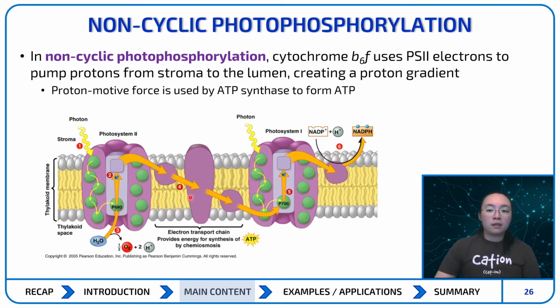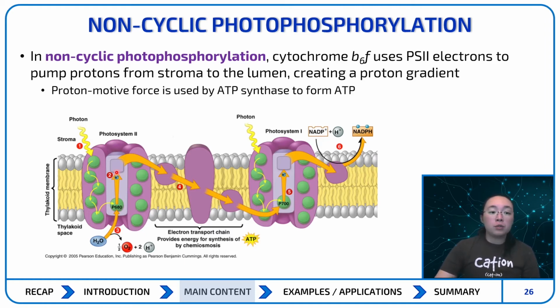In step 1, we have light absorption happening in PS2. Light is absorbed and passed from pigment to pigment until it reaches the photocenter, the reaction center. At the reaction center, energy is transferred to P680, exciting an electron. That electron is passed on to an acceptor molecule and replaced with an electron from water, which releases the oxygen that we breathe out.